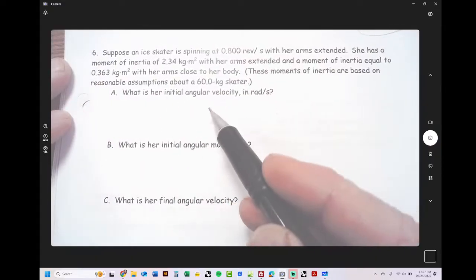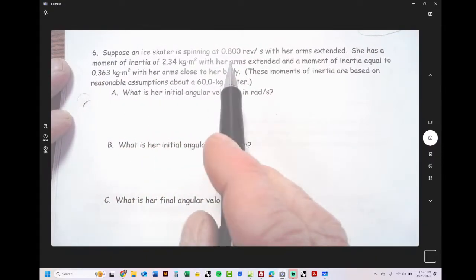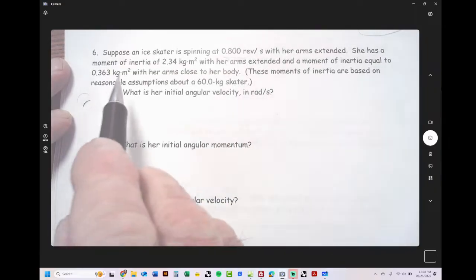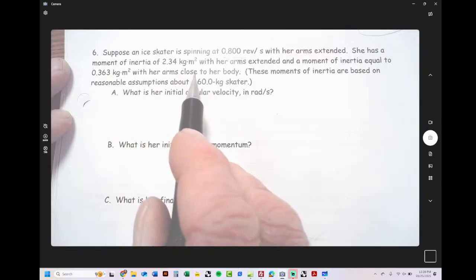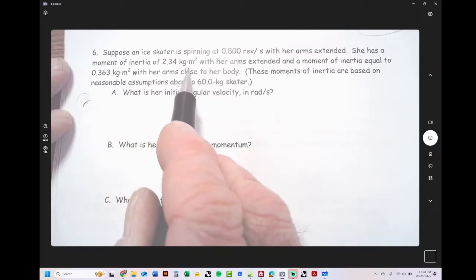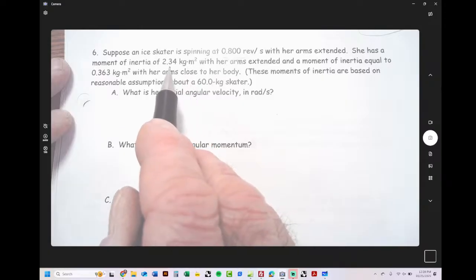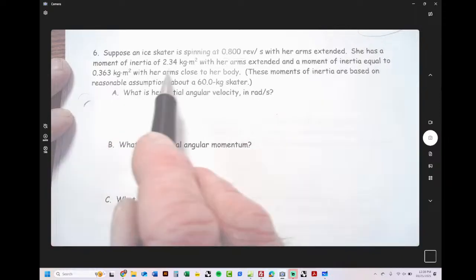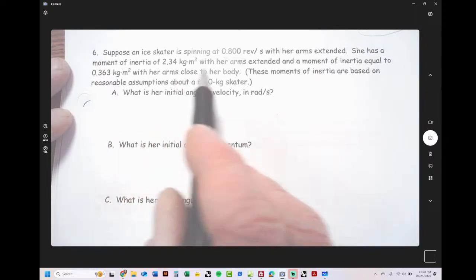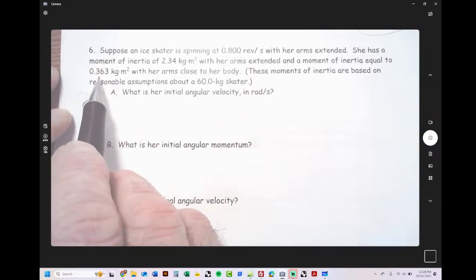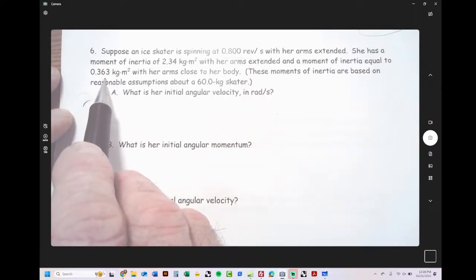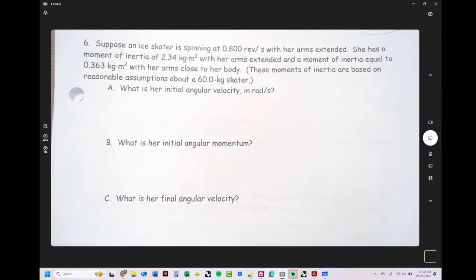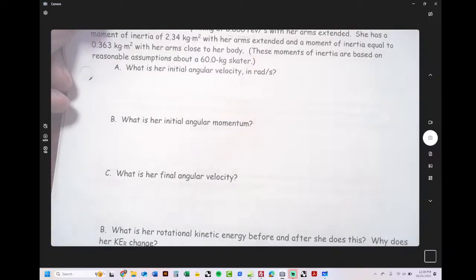Okay, so now for some calculations. Suppose an ice skater is spinning at 0.8 revolutions per second with her arms extended. She has a moment of inertia of 2.34. This is a lot bigger than the rubber band cars' moments of inertia. They're going to be like 1/10,000th of that. And that's when her arms are extended, but when she pulls them in, it drops to 0.363, a much smaller moment of inertia.